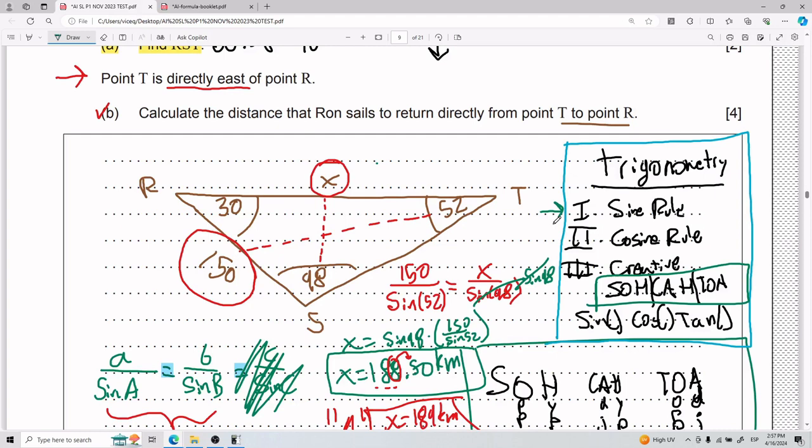Procedure, okay? Facing a trigonometry problem, first try sine rule. If not, go to cosine rule. If not, you probably gotta get creative, or you're missing information, or you can just use SOHCAHTOA or stuff like that. See? All right, guys.